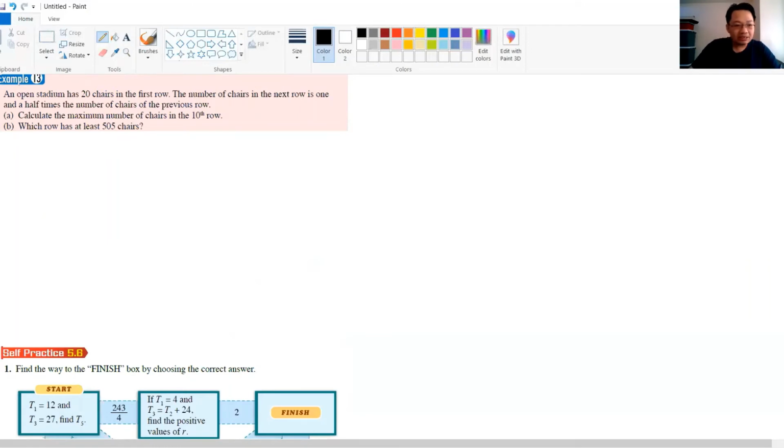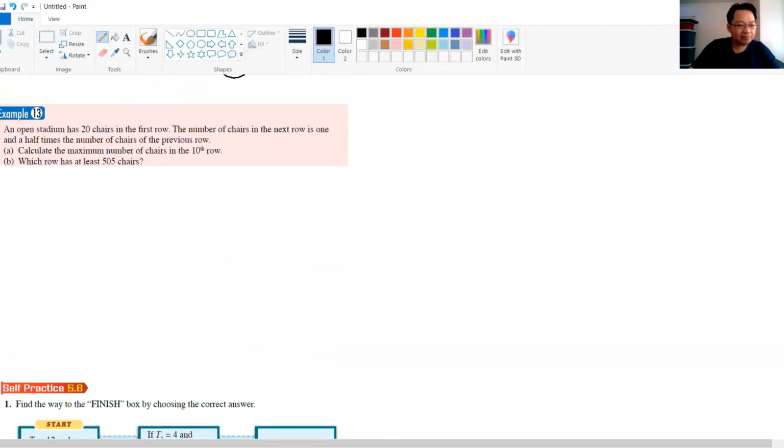Now the last part here. Example 13. The question: an open stadium has 20 chairs in the first row. Okay, first row is 20 chairs. That is your first term, your A or your T1.